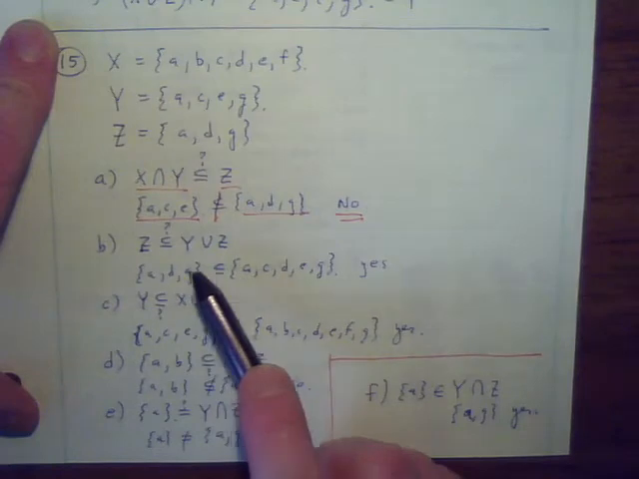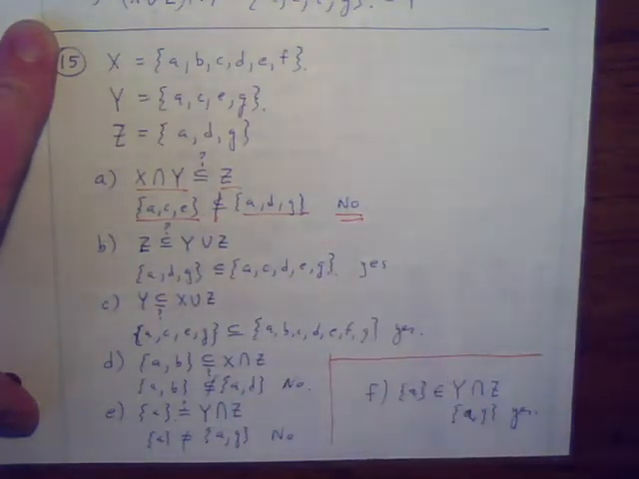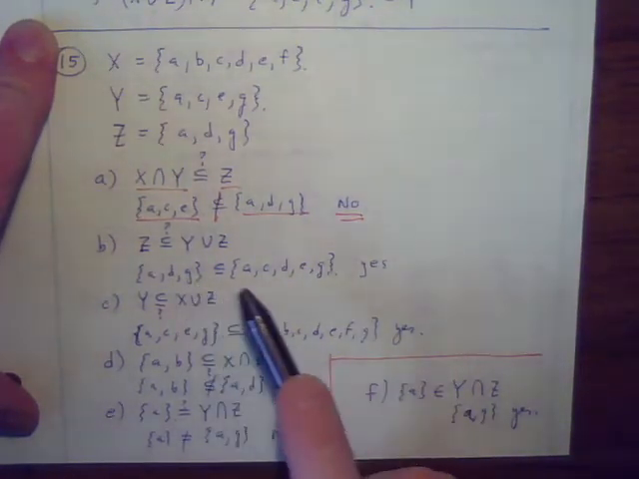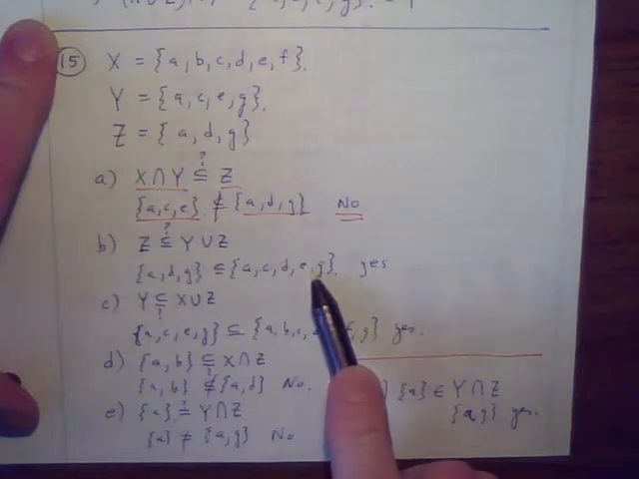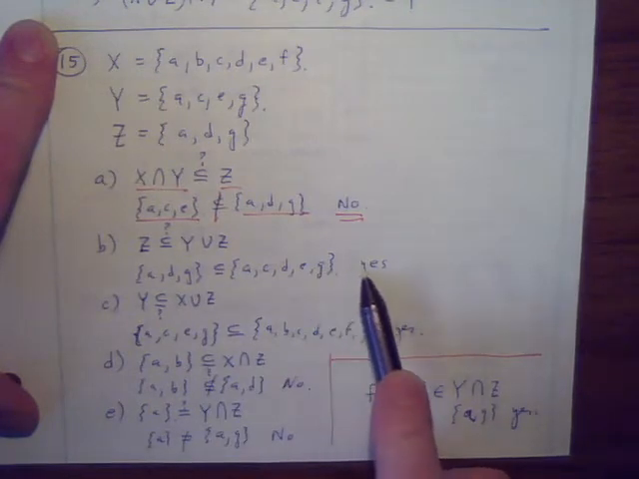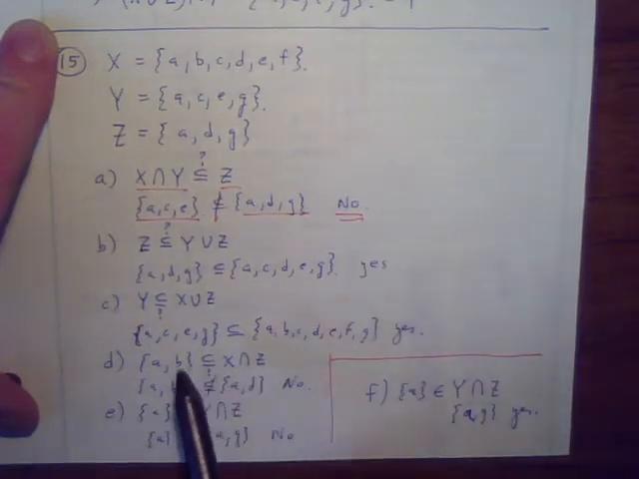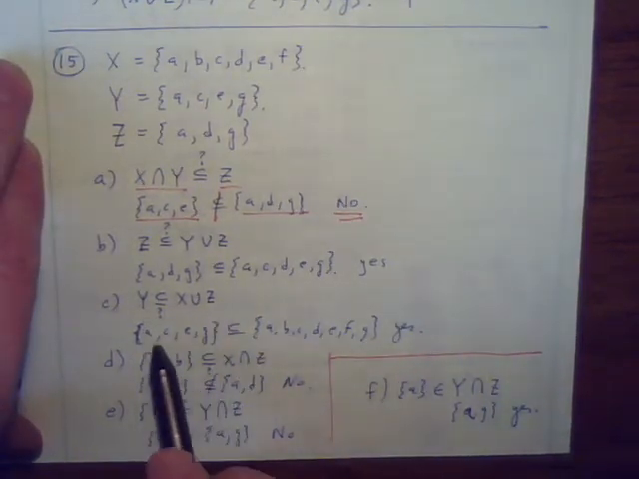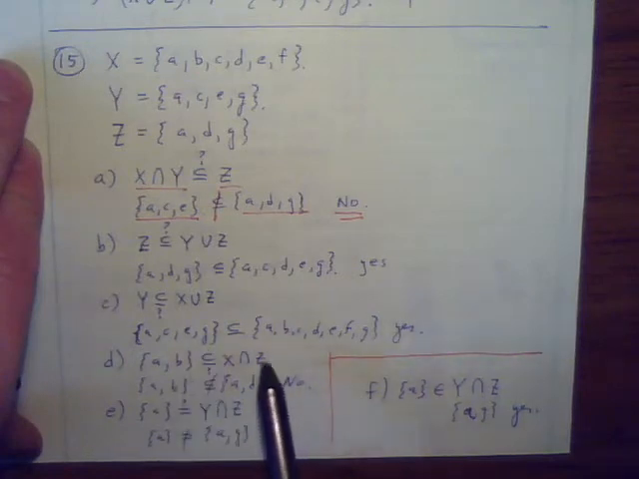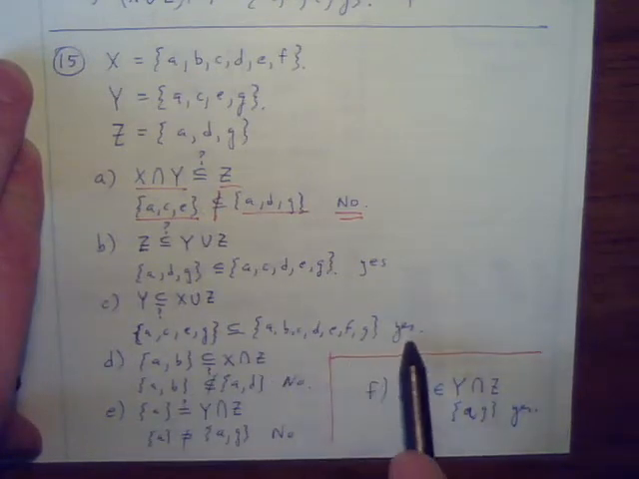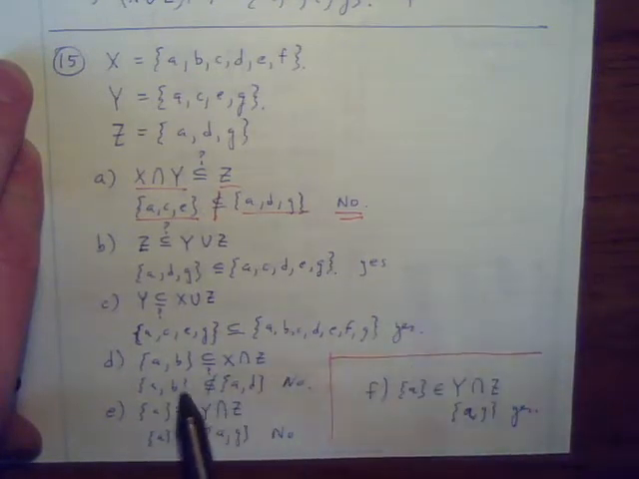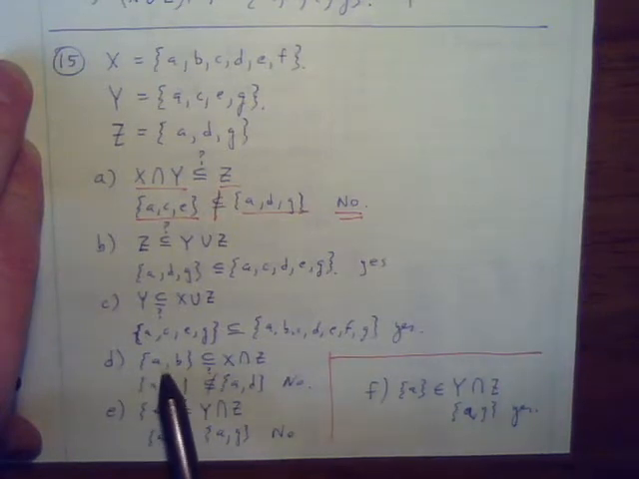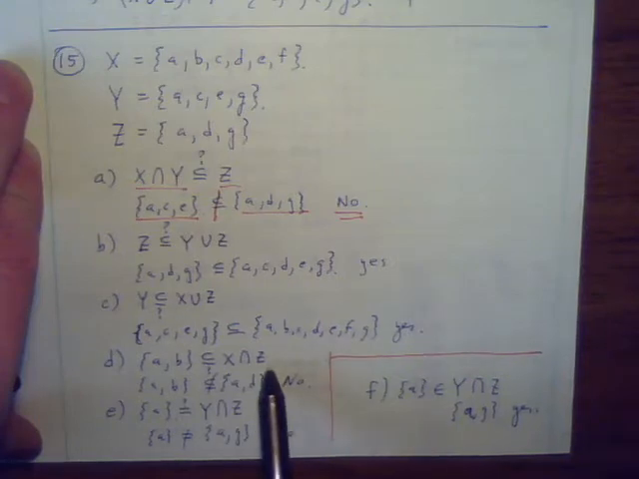Here's Y union Z. A, D, and G are all in Y union Z. So it is a subset, yes, for part B. For part C, is Y a subset of X union Z? I write them out. A, C, E, G. Is that a subset of A through G? Yes.